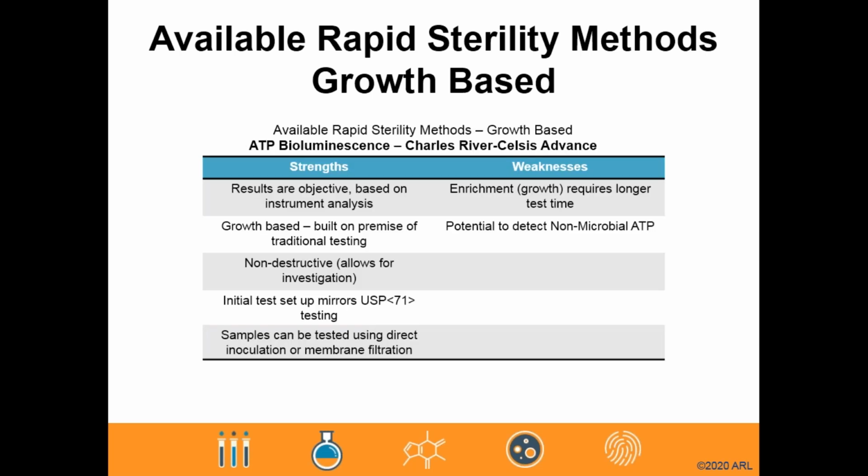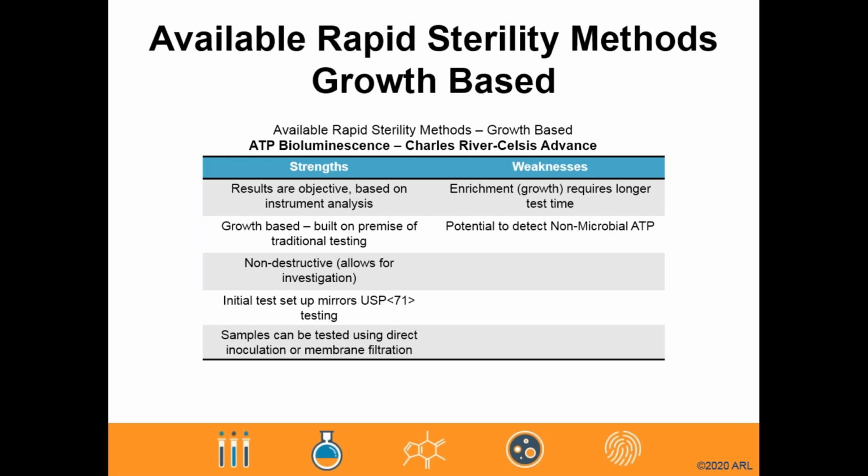Here are some of the other recognized strengths and weaknesses associated with the Celsis Advanced system. Similar to the previous system discussed, the results produced by the Celsis Advanced are instrument generated. This elimination of analyst interpretation is very beneficial with respect to data integrity and consistency in methodology. As with other growth-based systems, testing performed using the Celsis Advanced is built on the premise of traditional sterility testing. But again, the enrichment stage does add time to the assay before a final result is generated.